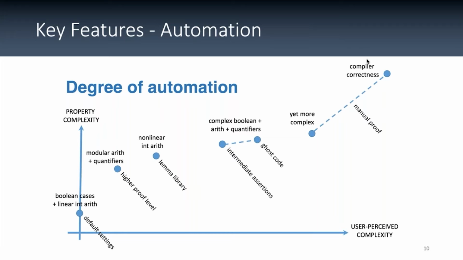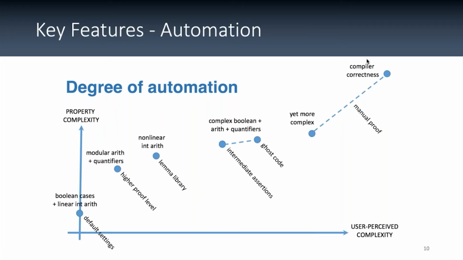What we strive for is to have this line where you can go as high as you want in terms of property complexity. That's moving up in the graph, which entails going right in the graph, which means there's more effort on the user. It's more complex to prove more complex properties. With the default settings, you can already prove a variety of properties involving Boolean and linear integer arithmetic.